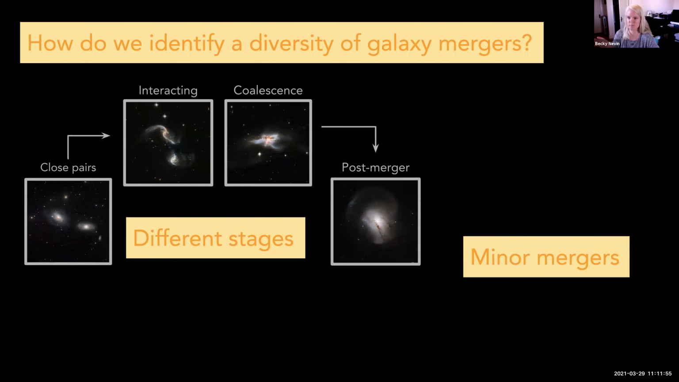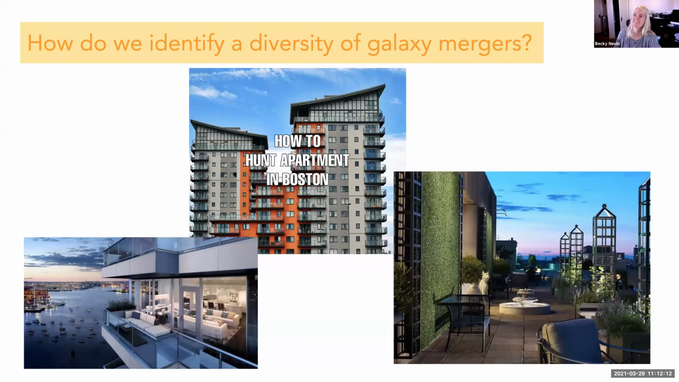Okay, so to sum up everything I've already said, my goal is to identify a diversity of different types of galaxy mergers. This would include things like different stages of the merger, getting really detailed with that, and also maybe thinking about major versus minor mergers. Okay, so how to do this? Here is my really stretched analogy for how this works in practice.